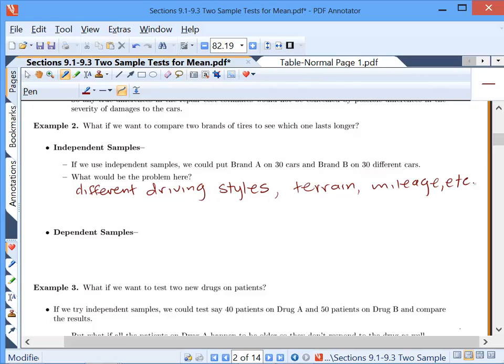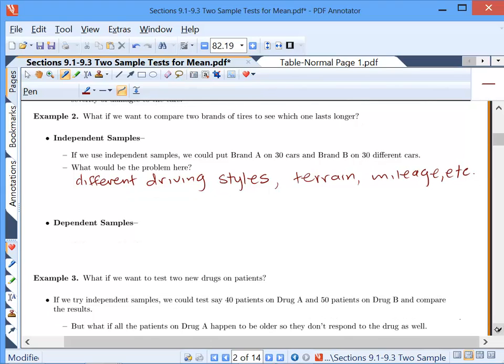So we prefer to do these matched pairs, or paired samples, which if it's not independent, we could call it dependent. So how could you do paired samples for this situation where you could get rid of the different driving styles, terrain, mileage, etc.? Not necessarily the right way, but how could you do this? Could you put both types of tires on one car?